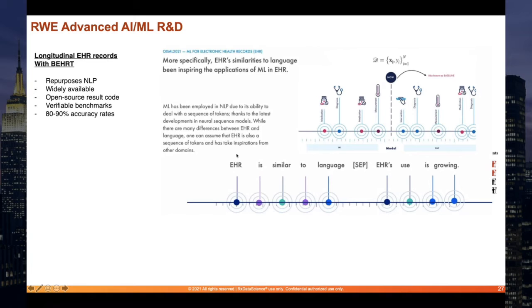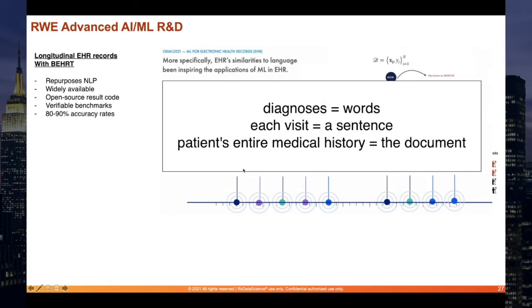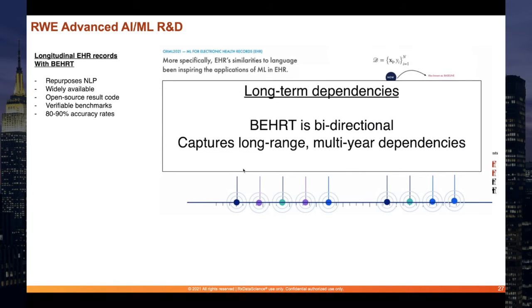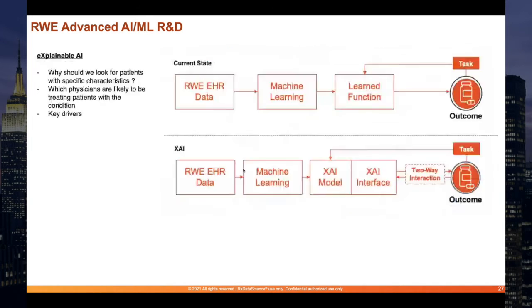So essentially what happens is that you take each event or each diagnosis of each of those patients and treat those as words. Each diagnosis becomes a word, each visit a sentence, and the patient's entire medical history is the document. And it does capture long-term dependencies because of the type of model we use. It's a bidirectional model, and especially it captures the element of age, which is a key risk factor.